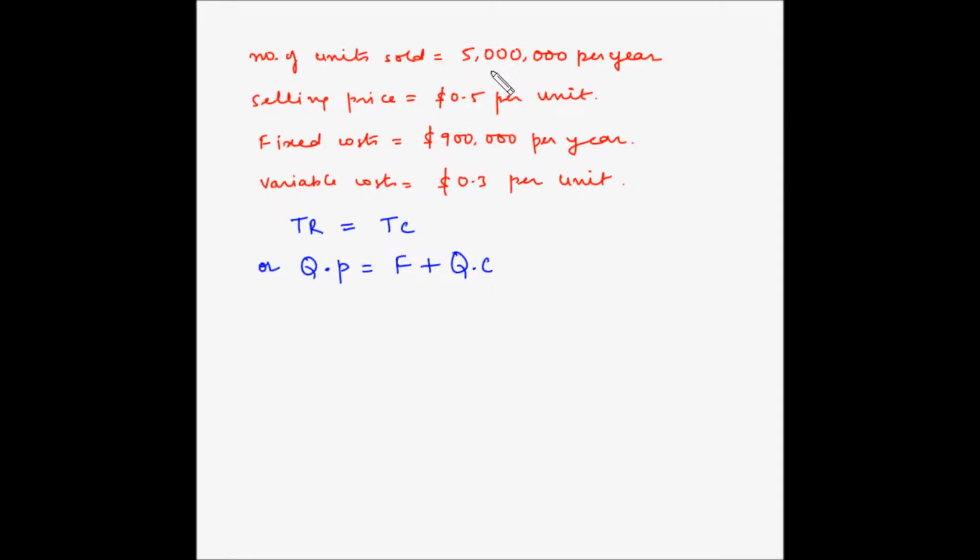Now, we don't know yet whether with these number of units being sold, we have achieved the break-even point or not. And that we'll find by finding this Q as the variable. So Q is the quantity which is needed to be sold in order to achieve the break-even point. So let's substitute the remaining values. So Q multiplied by P, which is the selling price, which is 0.5, is equal to F, which is 900,000, plus Q, which is the variable, multiplied by C, which is 0.3.